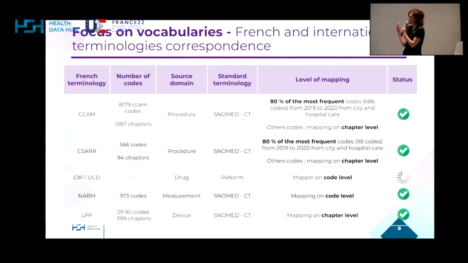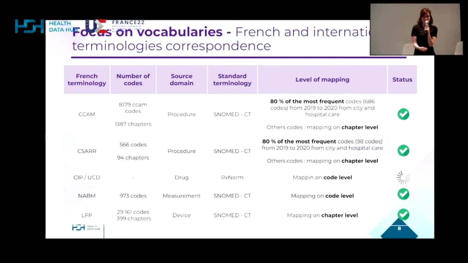After, we did exactly the same for the CSARR code, which are the codes for rehabilitation. So we mapped the 80% of the frequent codes, and after we worked on the chapter level. For NABM, for the biological codes, we have less than 1,000 codes, so we decided to map every code onto SNOMED CT codes. For LPP, these are codes which are used for devices. In France, we have many details inside the LPP, so it was impossible to transcribe all these details inside the SNOMED CT terminology. So we decided to work only on the chapter level.